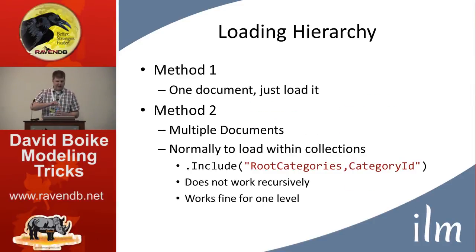So then we get into the problem of having to load it. With method 1, it's one document. We can just load it, no big deal. With method 2, we have multiple documents. So normally to load within collections, we can use this include with the string overload and use the comma to say, within the collection root categories, I want you to grab all the category IDs and include them and bring them all back in the same round trip to Raven. But it doesn't work recursively, and if Oren wanted to tell me I'm wrong on that, that'd be fantastic. But it works fine for one level. So that would allow us to show a page where we show one category level at a time.